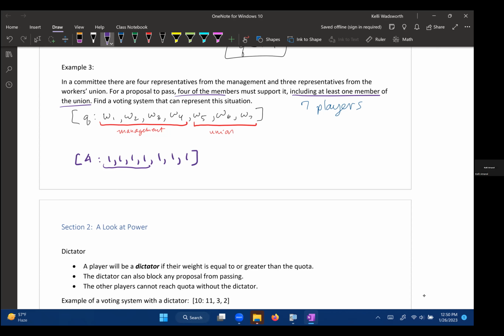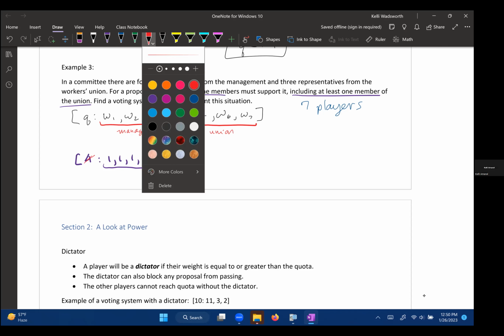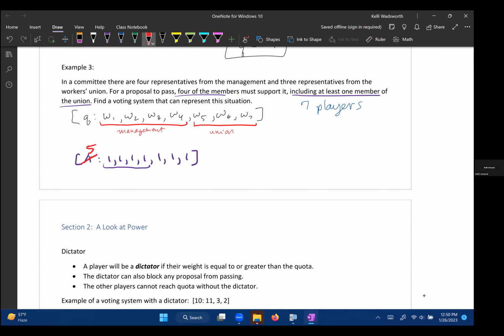Now, one of the things I thought was, well, why can't we just make the quota 5? Right? Just change the quota to 5. And so that would technically work for the including at least 1 member, right? Because even if all the management voted yes, those would be 4 yes votes, but that doesn't meet the quota. So you'd have to have 1 of the union members also vote to meet that quota. Now, this sounds good, but it actually negates this requirement, right?